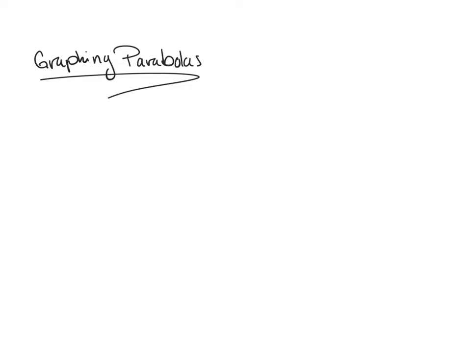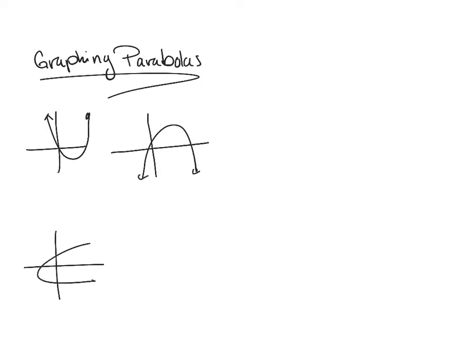Let's talk about graphing parabolas. There are two types of parabolas that we're going to graph in this section. One type opens up or down, and the other type opens to the left or to the right.